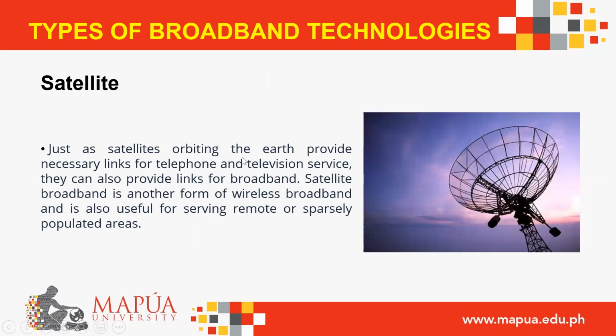Next one is the satellite. Satellites orbiting the Earth provide necessary links for telephone and television services. They can also provide links for broadband. Satellite broadband is another form of wireless broadband and it's also useful for serving remote or sparsely populated areas. Downstream and upstream speeds for satellite broadband depend on several factors, including the provider and service package purchased, the consumer's line of sight to the orbiting satellite, and the weather.